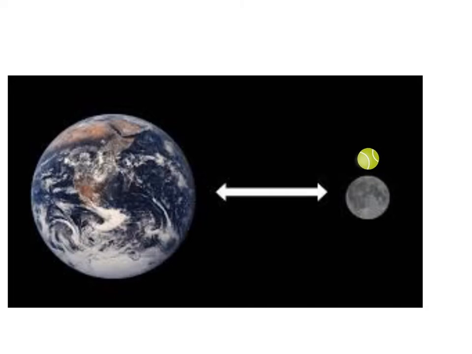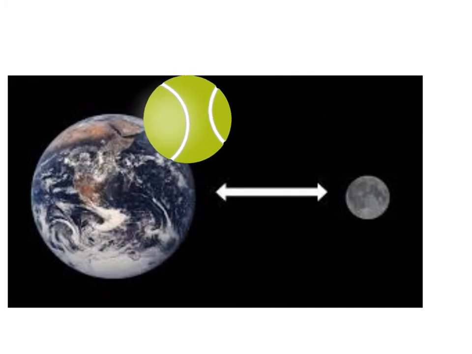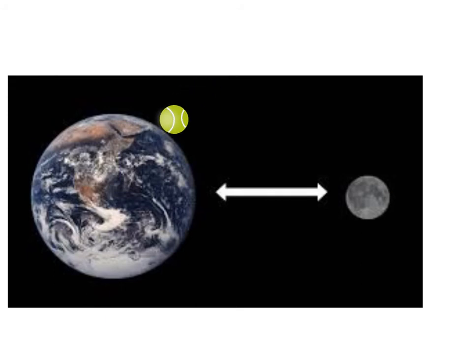Earth has a stronger gravity, therefore, it pulls stronger, while the Moon has weaker gravity. Therefore, it pulls weaker on objects, making the weight of the objects lesser.